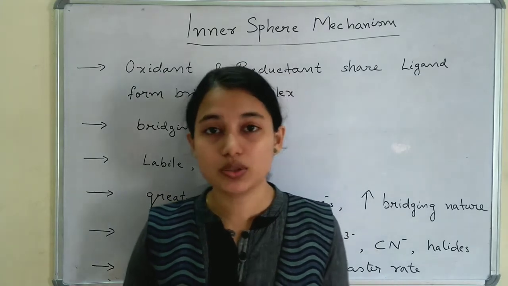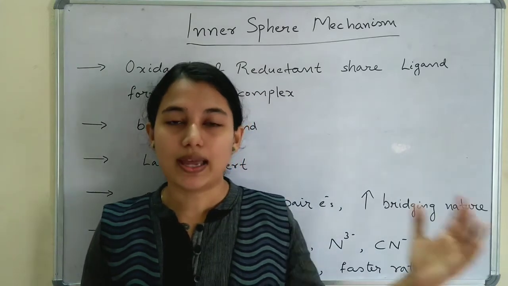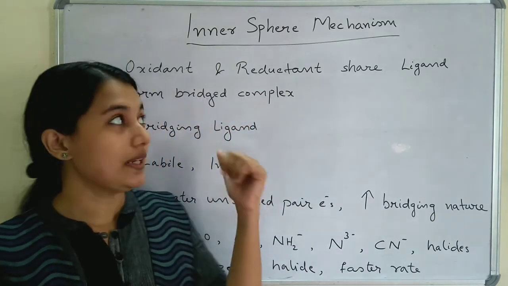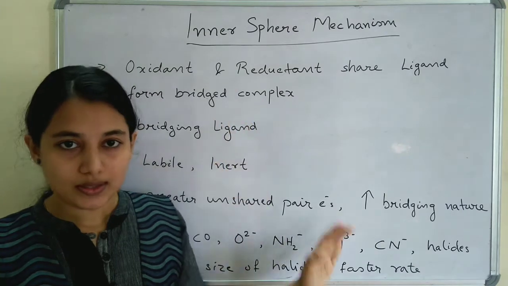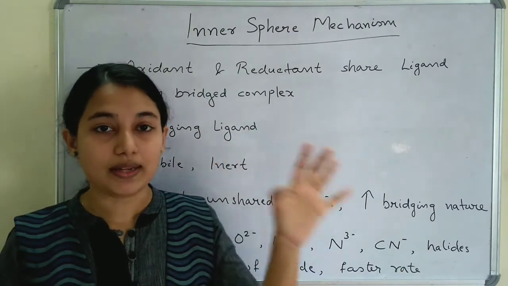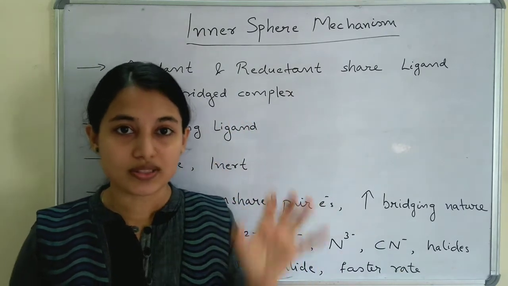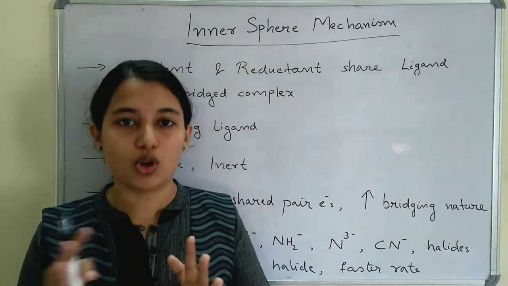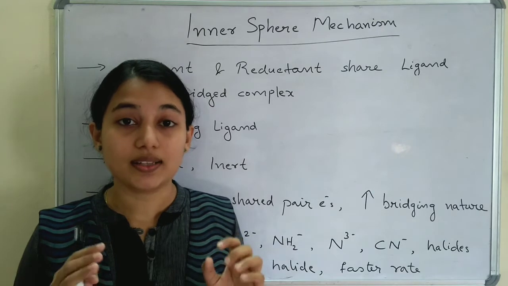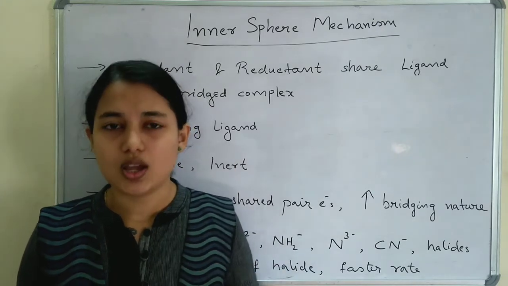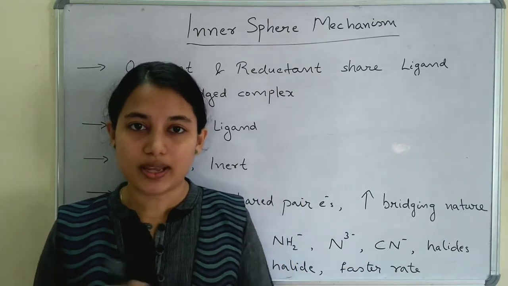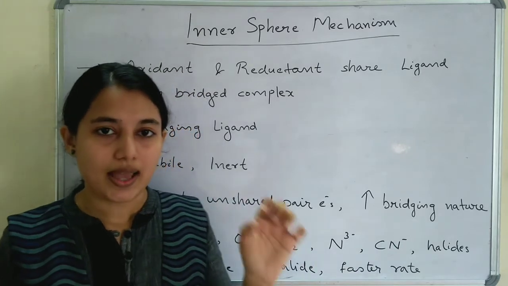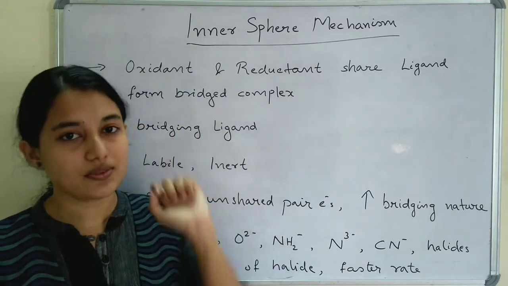So we discussed outer sphere mechanism in the previous video, and in this video we will see about inner sphere mechanism. In inner sphere mechanism, the oxidant and reductant (the oxidant is the oxidizing agent and the reductant is the reducing agent) share one of their ligands between these two complexes. That's the main principle behind inner sphere mechanism.